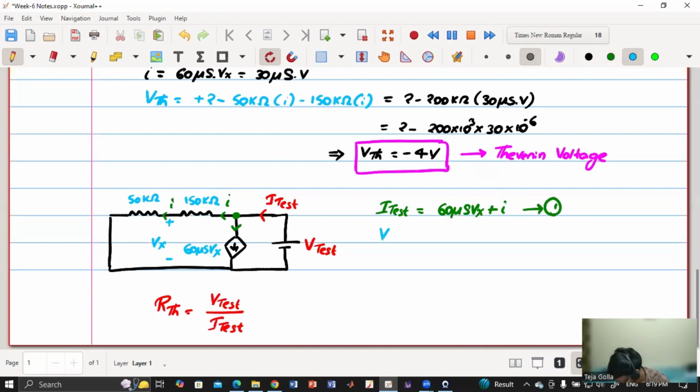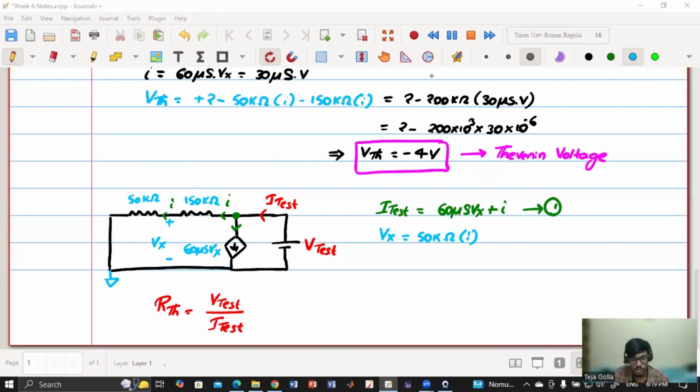Vx is nothing but, let us assume this as a ground because that makes our life easy. So now Vx is nothing but 50 kilo ohm into I. Agree, everyone? Sir, test voltage is considered only when we have a dependent source.